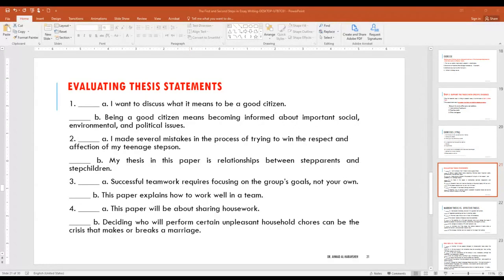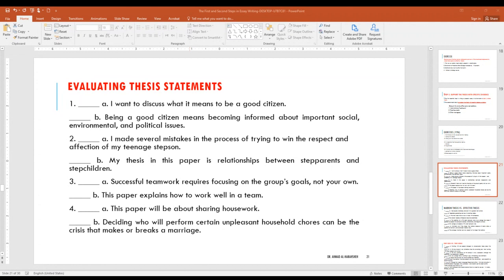The second one, being a good citizen means becoming informed about important social, environmental, and political issues. The first one is an announcement here. I'm sorry, I said advertisement. I'm so sorry for that. So B is the effective thesis statement.